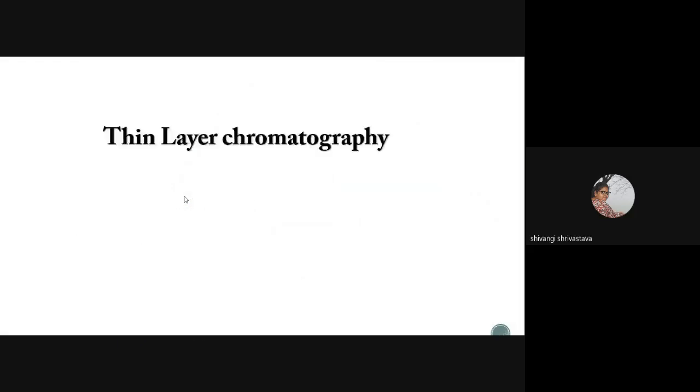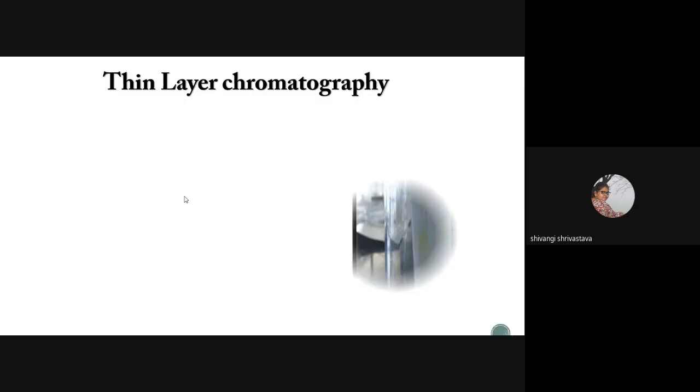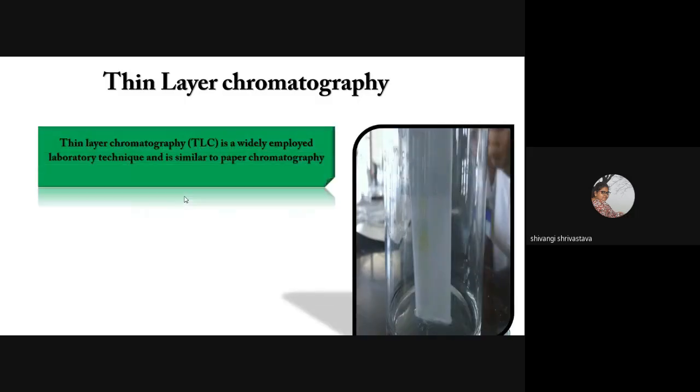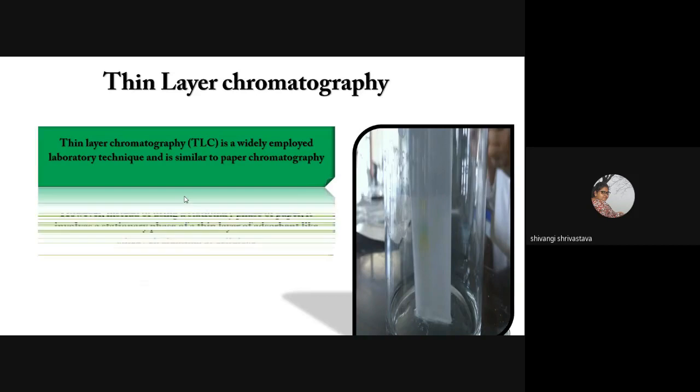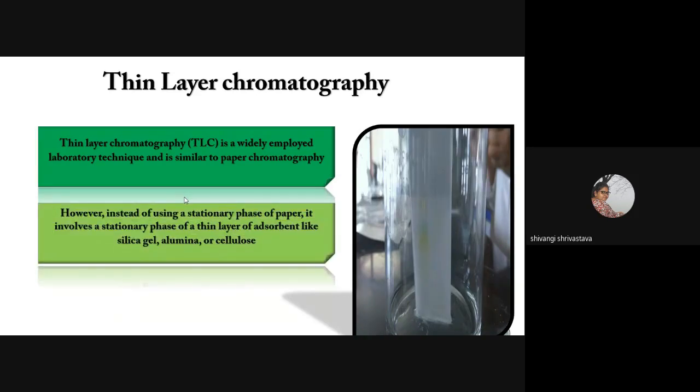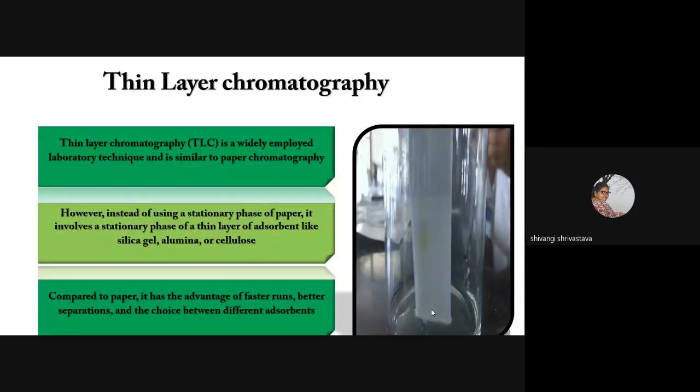After that, thin layer chromatography contains the adsorption principle. So what is that? It is just similar to paper chromatography, and it contains a stationary phase. In paper chromatography, we use only paper, so there is no stationary or mobile phase, only a paper. But in this case, we use a glass slide to which we add an adsorbent in a thin layer, such as silica gel, alumina, and cellulose, and that becomes the stationary phase. When you put your sample here, it moves forward with the solvent, and then it separates into different parts.